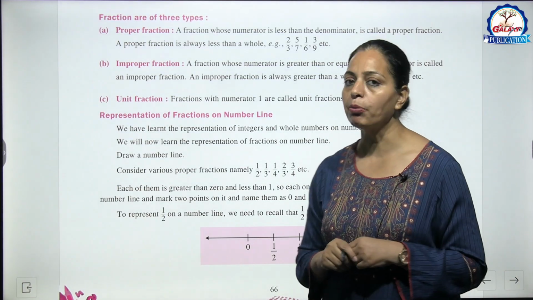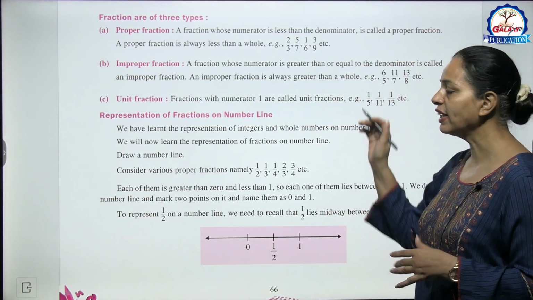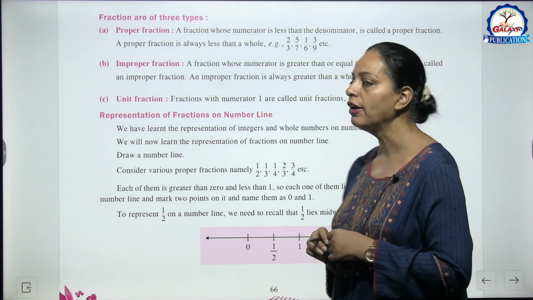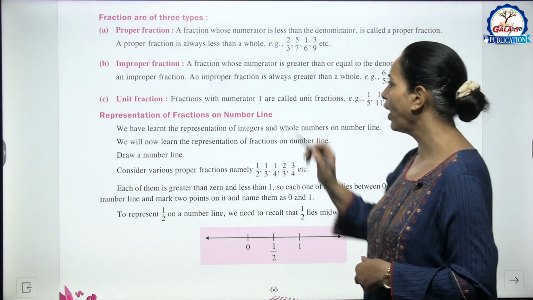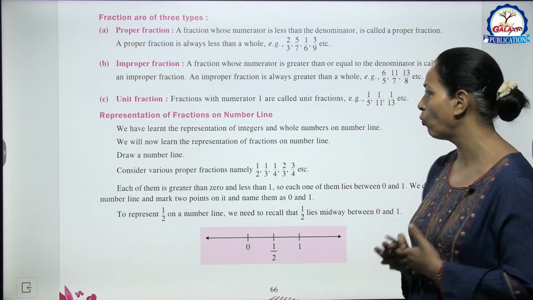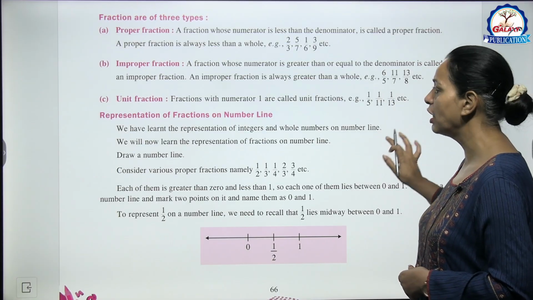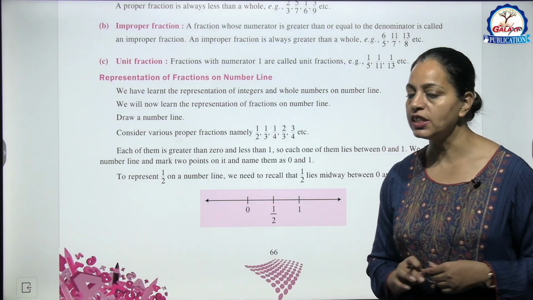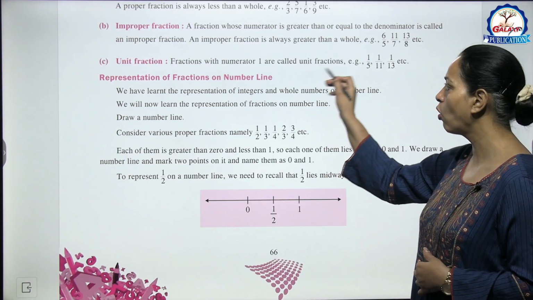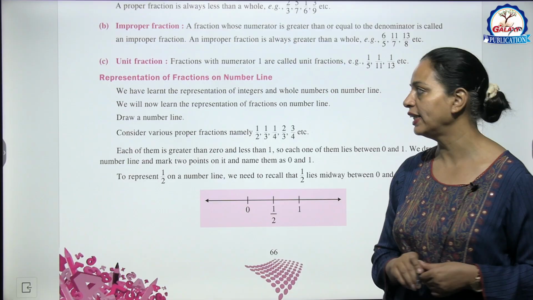Now B part, improper fraction: a fraction whose numerator is greater than or equal to the denominator is called an improper fraction. An improper fraction is always greater than a whole. It is always greater than 1. For example, 6 upon 5, 11 upon 7, 13 upon 8, etc. Now C part, unit fraction. Fractions with numerator 1 are called unit fraction. For example, 1 upon 5, 1 upon 11, etc.